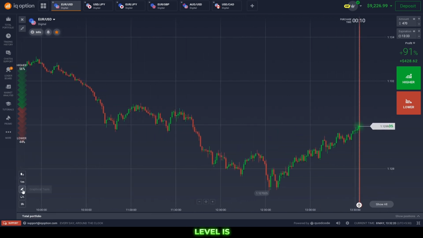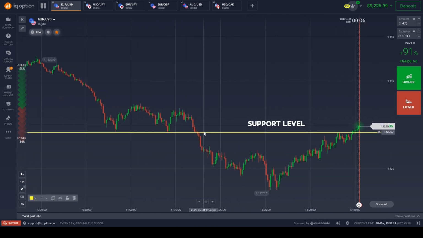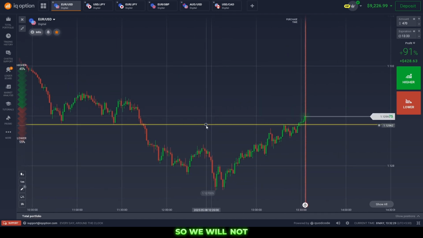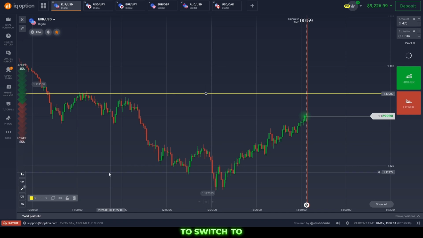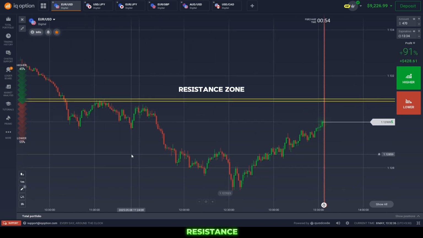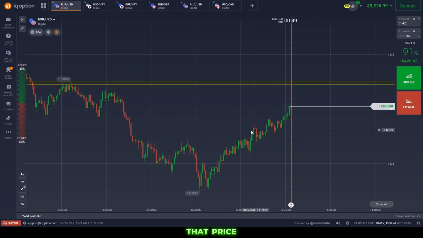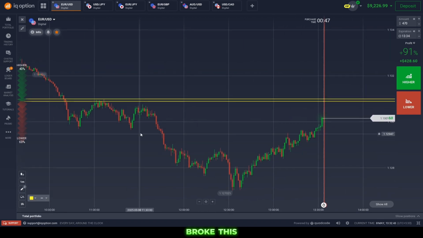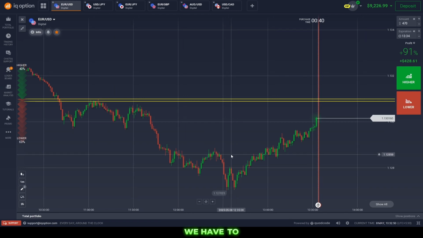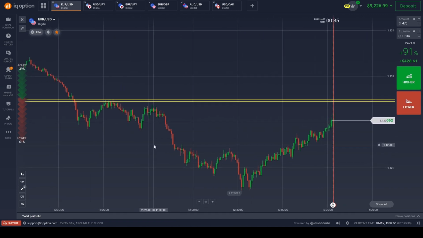So the first level is this support level, which, okay, has been broken, so we will not use it. So we are going to switch to this swing high. This is a strong resistance zone which can be used to take a reversal trade. Here you can see that price already broke this previous support level which was working as a resistance. So it's of no use now. We have to wait until the price hits this resistance level to get a reversal situation.